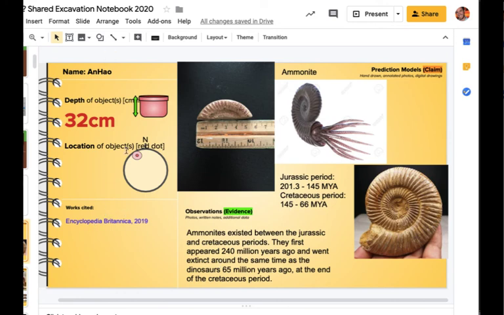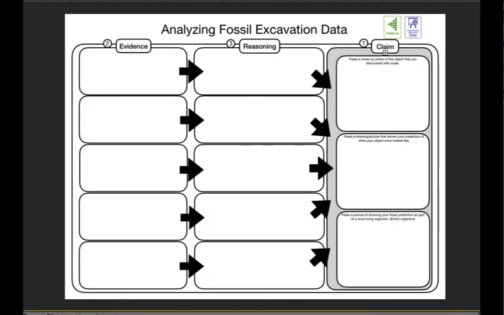And they took this, cut it out, pasted it onto this organizer, provided evidence and reasoning, and the assessment was graded with the exact same rubric that was in the formative assessment.